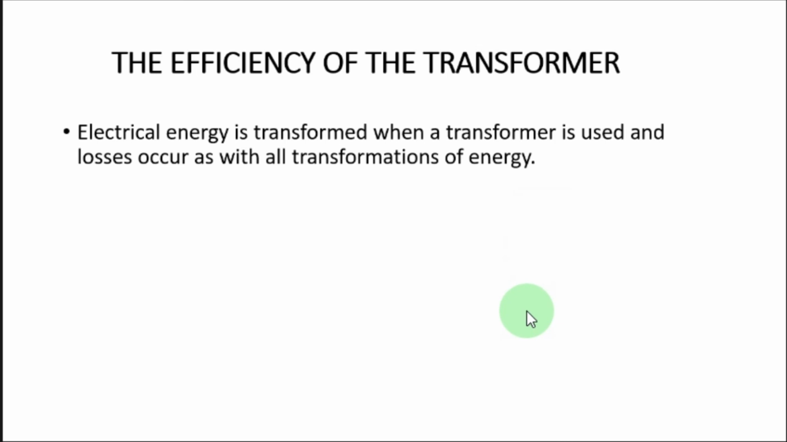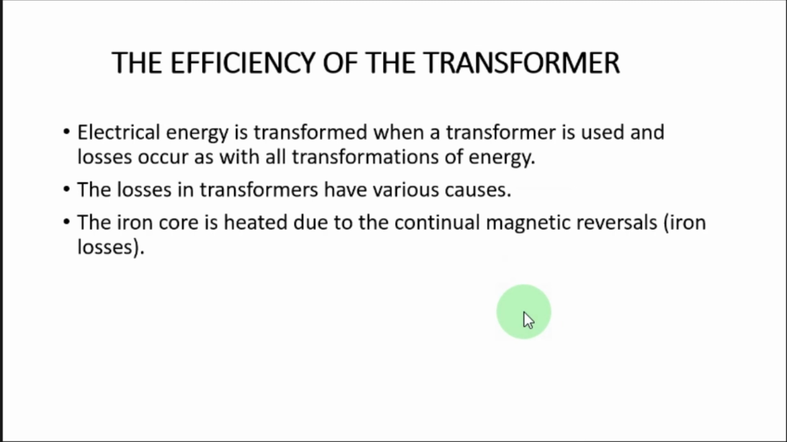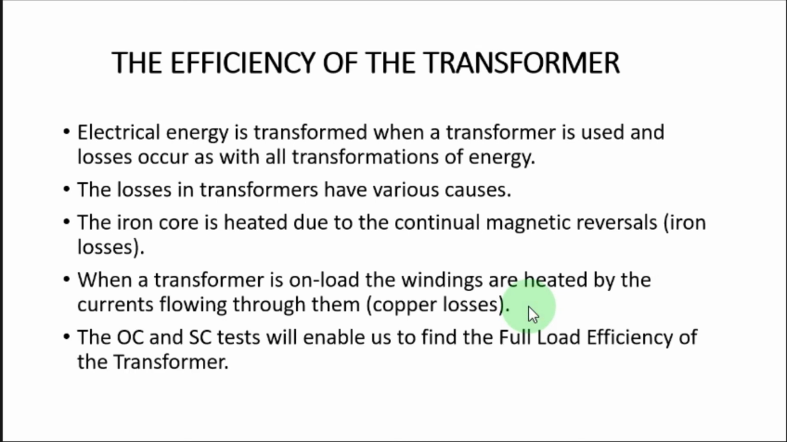Electrical energy is transformed when a transformer is used, and losses occur as with all transformations of energy. The losses in transformers have various causes. The iron core is heated due to the continual magnetic reversals, that is called iron losses. And when a transformer is on load, the windings are heated by the current flowing through them, that is called the copper loss. The open circuit and short circuit tests will enable us to find the full load efficiency of the transformer.